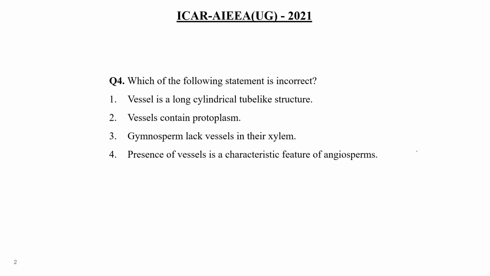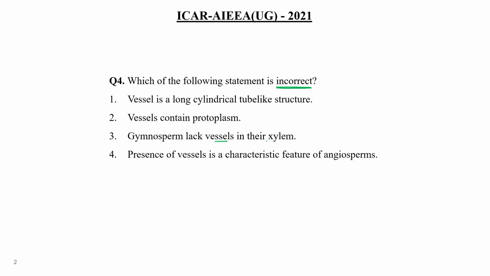Next, which of the following statements is incorrect? We have to analyze the incorrect statement. Vessels are long, cylindrical, tube-like structures. Yes, these are long cylindrical tube-like structures. Vessels contain protoplast. Vessels do not contain protoplast, right? Gymnosperms lack vessels in their xylem.